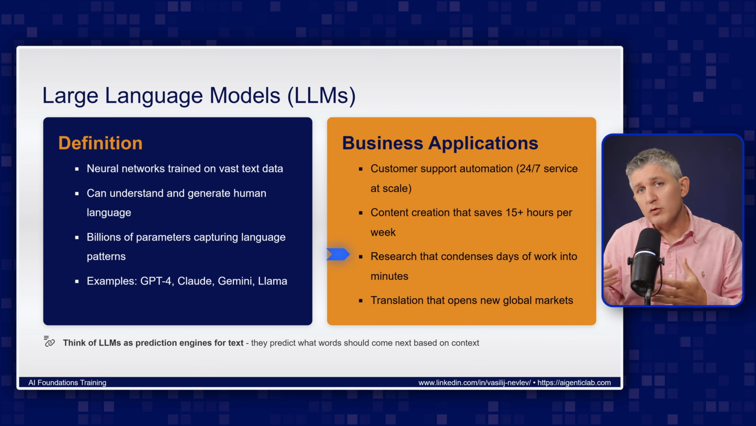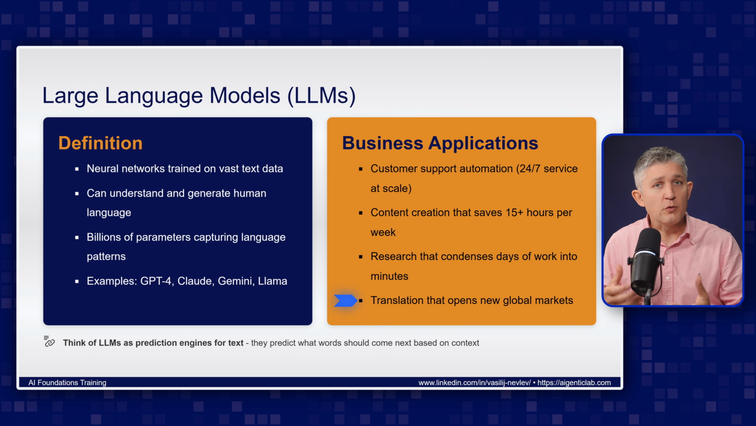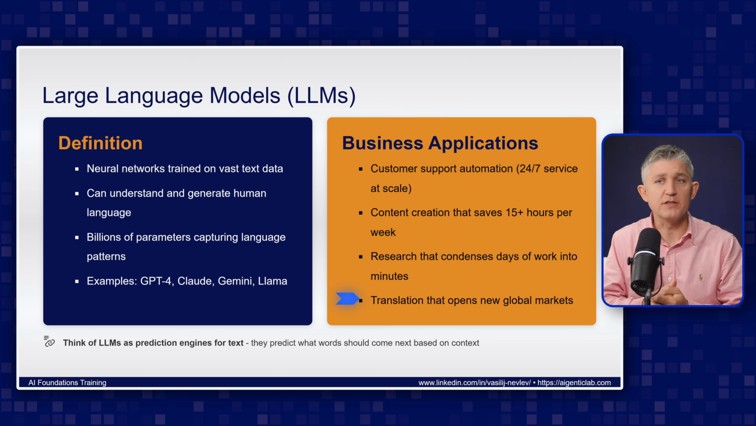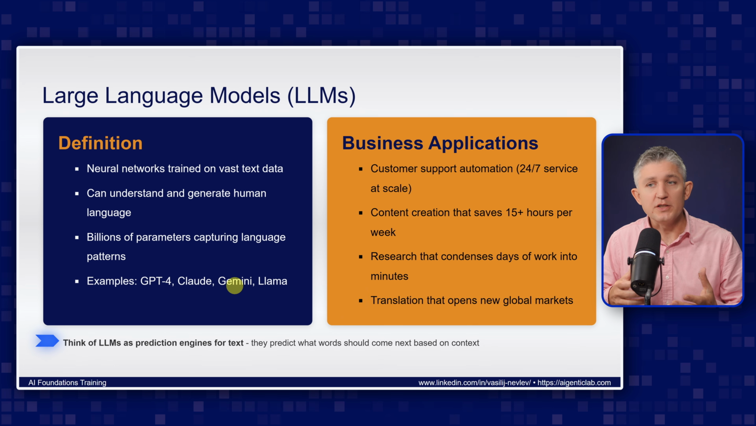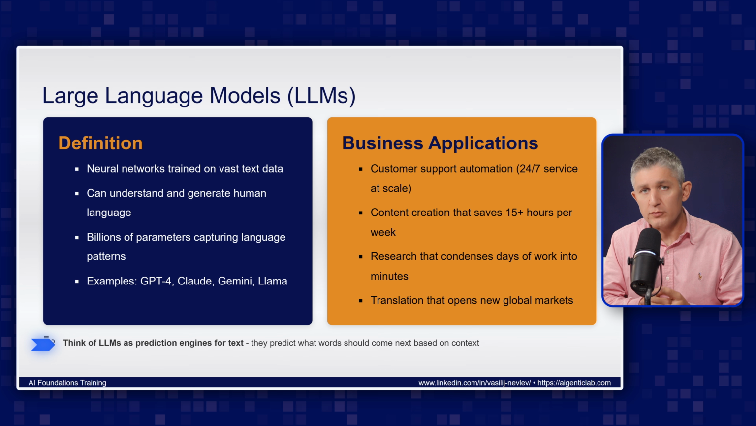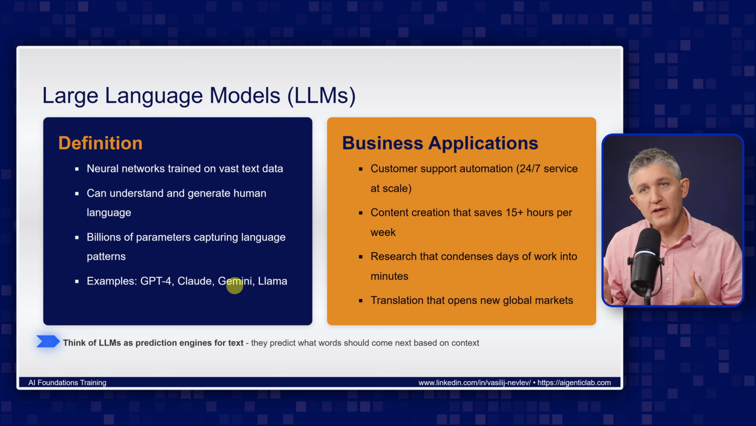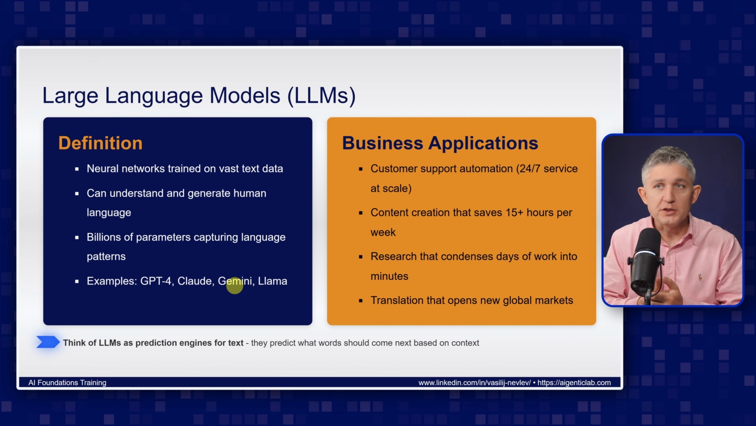Large language models are also exceptionally good at translating text, and their accuracy is phenomenally high, and they only get better every day. Think of LLMs as a prediction engine for text. This is your next word predictor on steroids. It is the invention of LLMs that transformed the field of AI with the advent of ChatGPT.